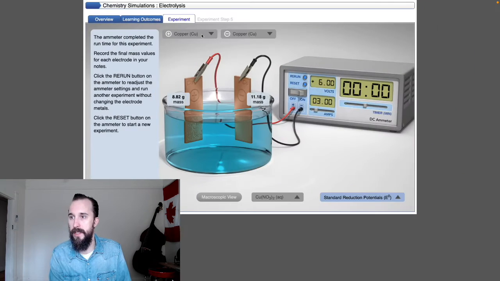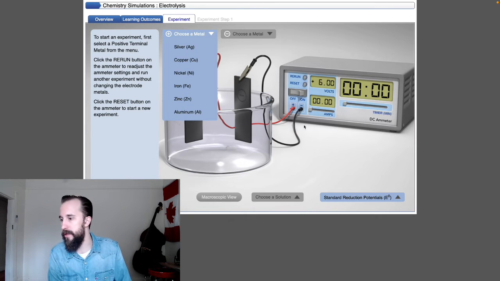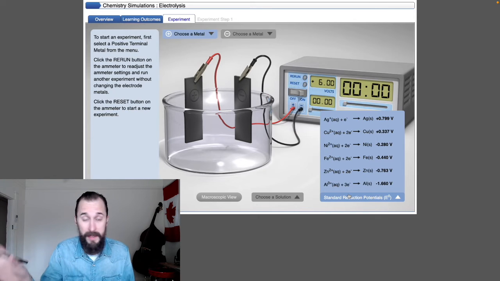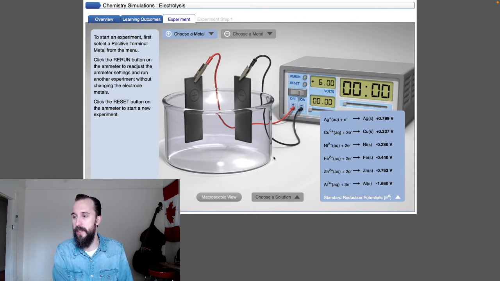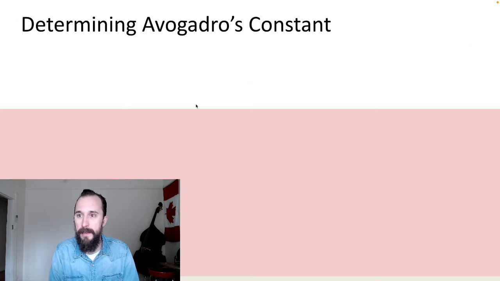Fantastic. So look, that's a useful little simulation there. You can run all sorts of experiments. How do you reset it? Reset. All sorts of metals you can play with, all sorts of solutions. You can get a little bit more complicated with some standard reduction potentials that we haven't looked at yet. But yeah, I'll pop a little link in the description below.